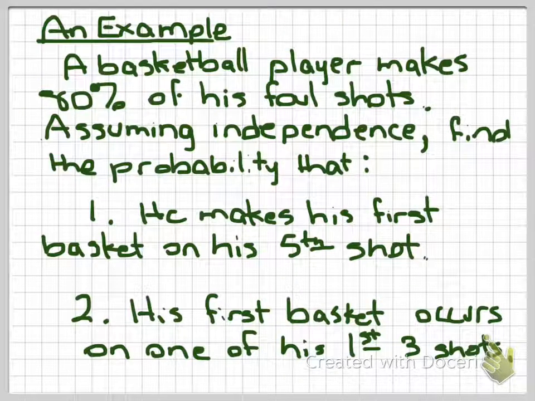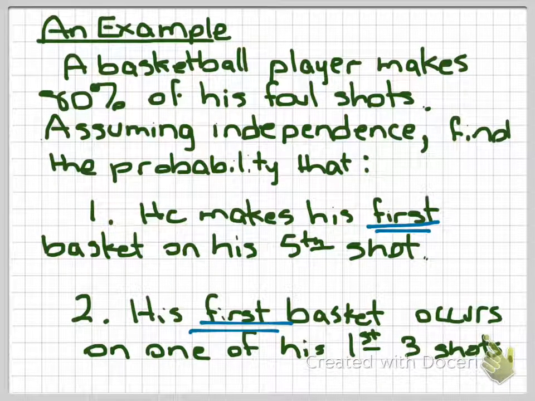Okay, so let's look at an example. If we have a basketball player who makes 80% of his foul shots, and we assume independence, we're going to try to find the probability that he makes his first basket on his fifth shot, and we're going to find the probability that his first basket occurs on one of his first 3 shots.